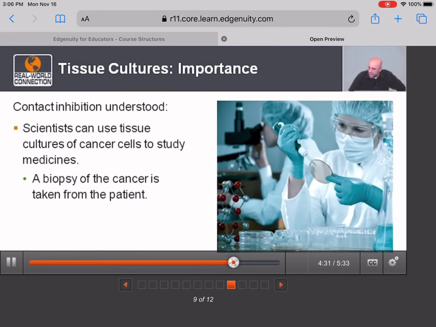What happens is a biopsy is taken. A culture of cancer cells is grown in a petri dish after a biopsy of the cancer is removed from the patient. This cancer grows out of control.